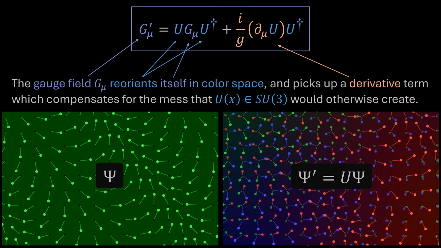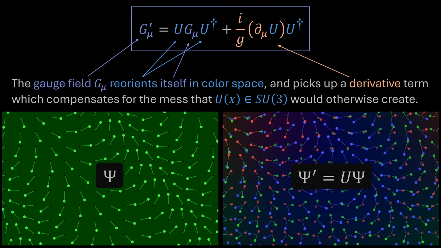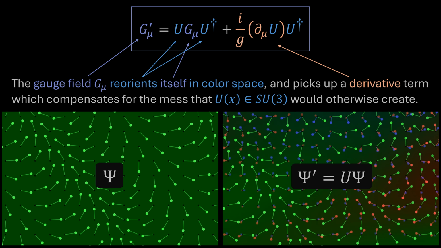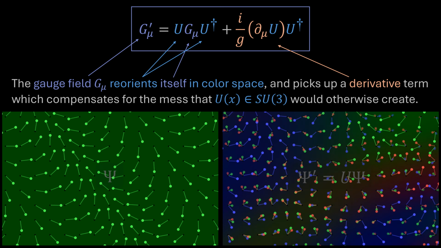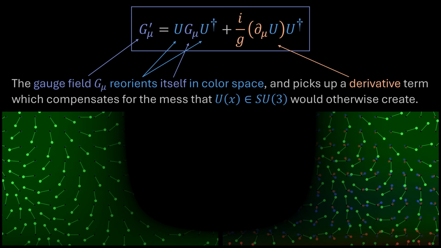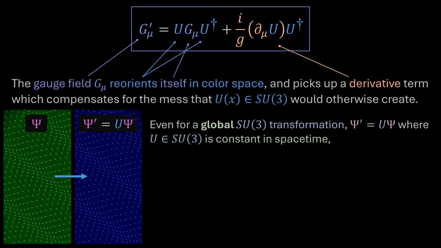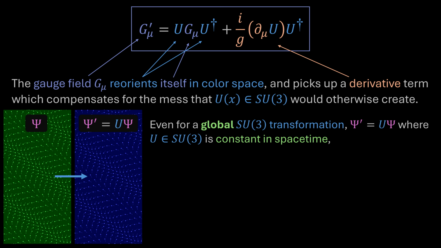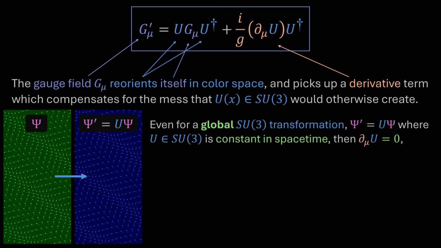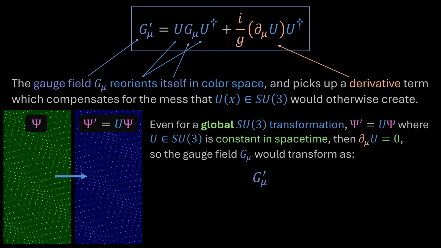That's very similar to what we saw for electromagnetism. In fact, if you set U equals e to the i theta, you'll find that this derivative term is exactly the same thing we saw when deriving the gauge transformation rule for the photon field. But there's something interesting about SU3 transformations that we didn't see when dealing with the U1 transformations of electromagnetism. Even for a global SU3 transformation, where psi prime is just U psi and U is a constant SU3 matrix, so that the derivative of U equals 0 across all spacetime dimensions, the gauge field is still going to transform, as shown here.